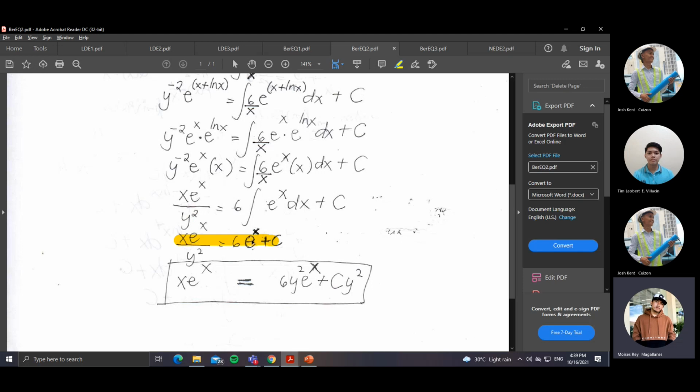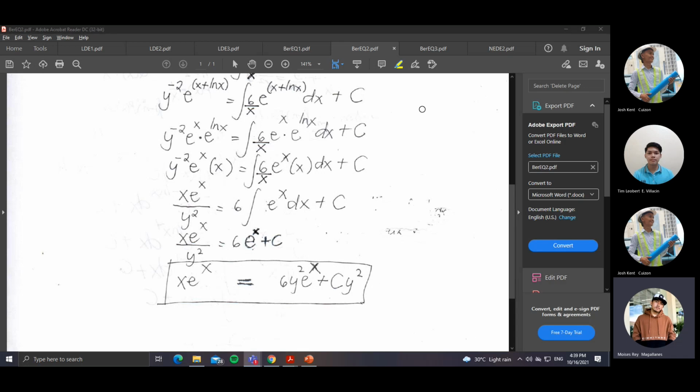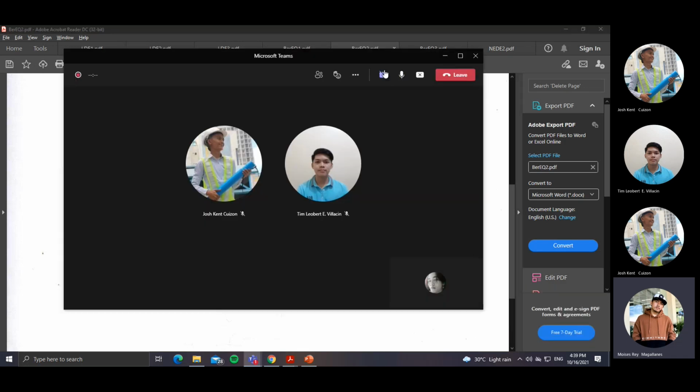And since there is still a denominator, our final answer should have none. So we multiply by y squared, and the y squared is removed. What remains is x e raised to the power of x equals, multiplying by y squared, x y squared e raised to the power of x plus c y squared. So that's it, guys. Thank you.